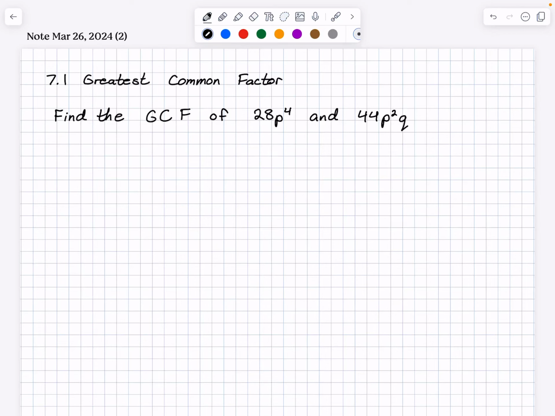So this is section 7.1, the greatest common factor. Greatest common factor is very often abbreviated GCF. But here's how I think about the greatest common factor.